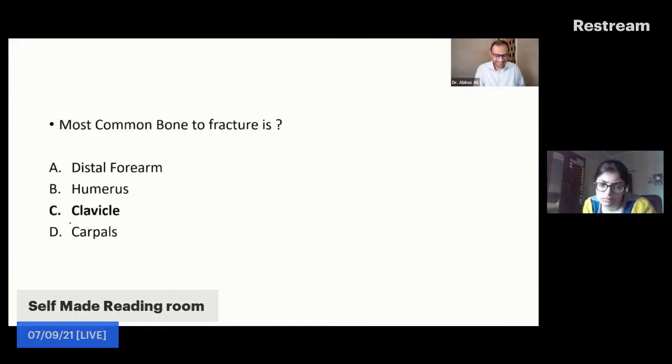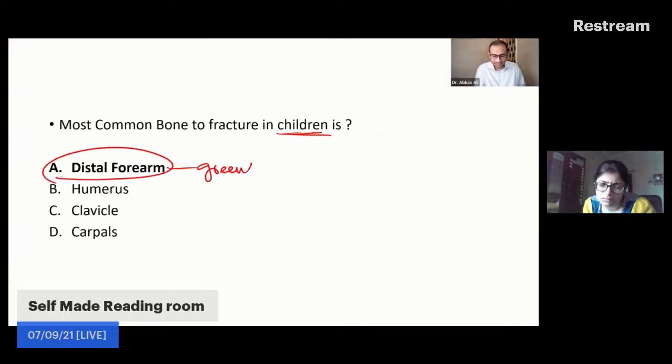Most common bone to fracture in the body. Yes, clavicle. Next. Most common bone to fracture in children. Don't make this mistake. It's distal forearm. It's green stick fracture. Friends, in children, it is green stick fracture.